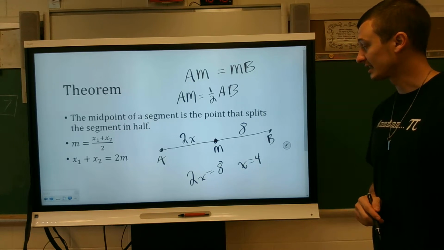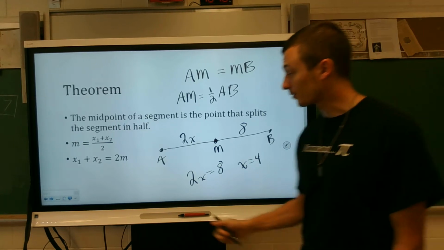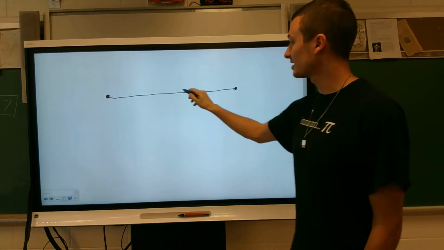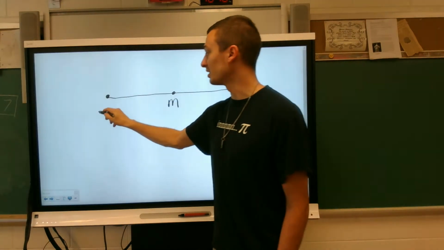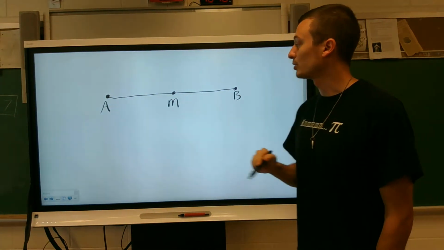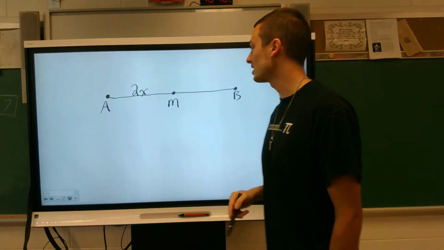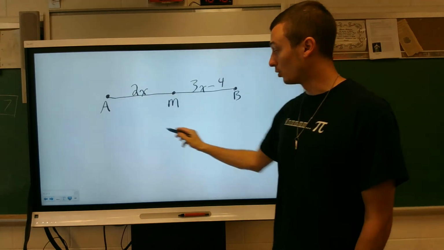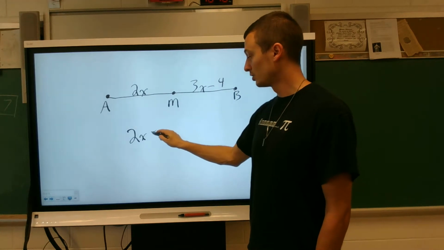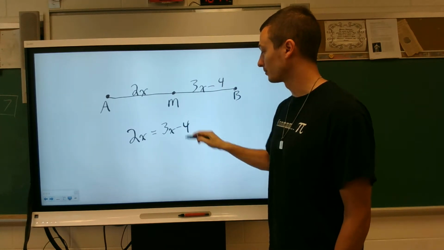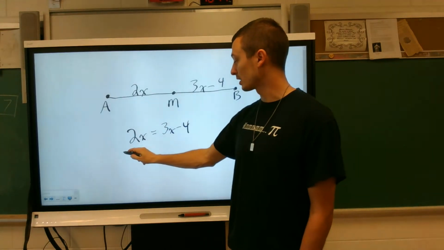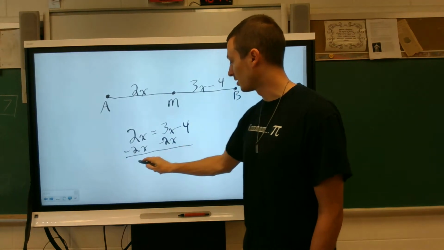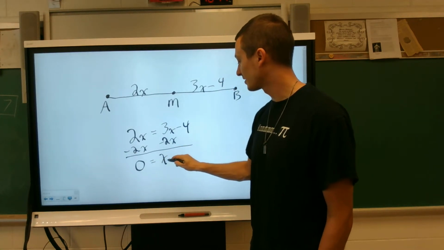Really, that's it. Maybe a different one would be that if I had a segment like this and I was told that M is the midpoint of segment AB, and I was told that 2x was here and this was 3x minus 4. I know that since M is the midpoint, 2x has to equal 3x minus 4. So if I subtract 2x from both sides, I would get nothing on this side, and I would get just x minus 4.